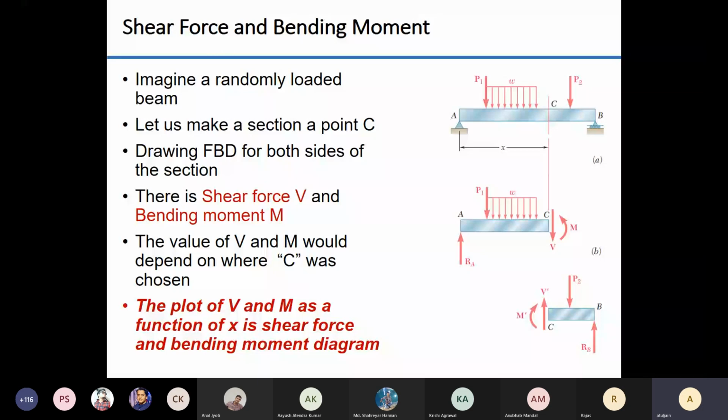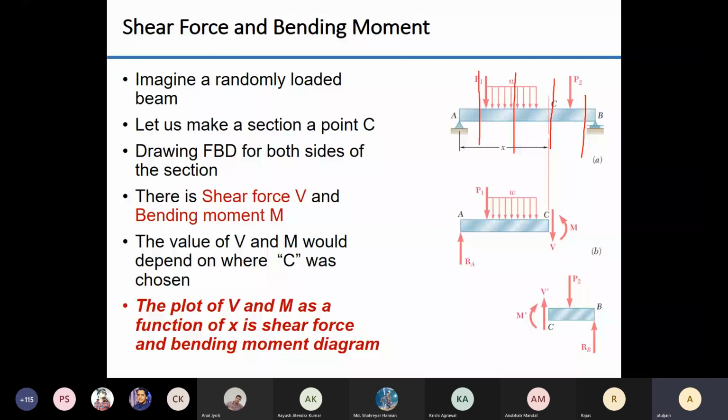The first decision you have to make is where all do you have to make the cut? You have to make a cut every time a load is introduced. So this B is actually, if I remove the reactions, there is a load. So I have to make one cut here. Then this P2 has been introduced, so I will make another cut here. This W has been introduced, so I make another cut here. And this P1 has been introduced, I make another cut here. So I make 4 or 5 cuts.